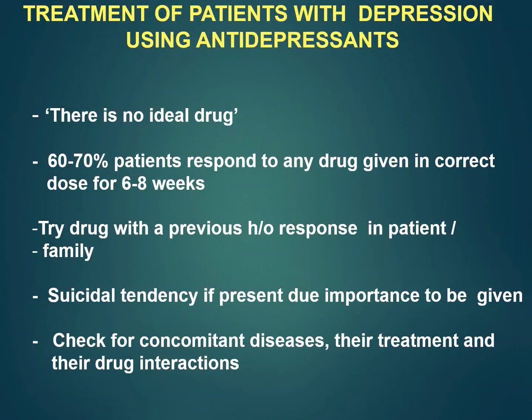If suicidal tendency is present, due importance is to be given in choosing the drug. Tricyclics are never chosen with suicidality because they have a lot of cardiac side effects, and if the patient takes an overdose, they would be dead. Check for concomitant diseases, their treatment, and the drug interactions.